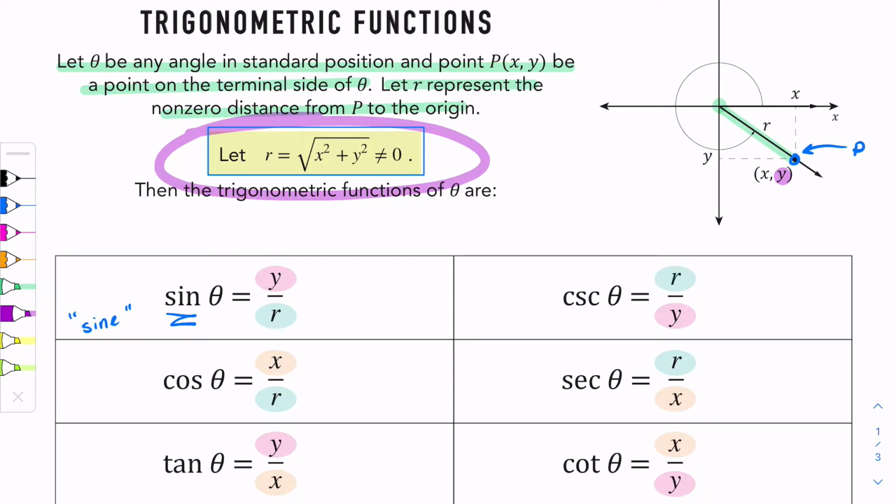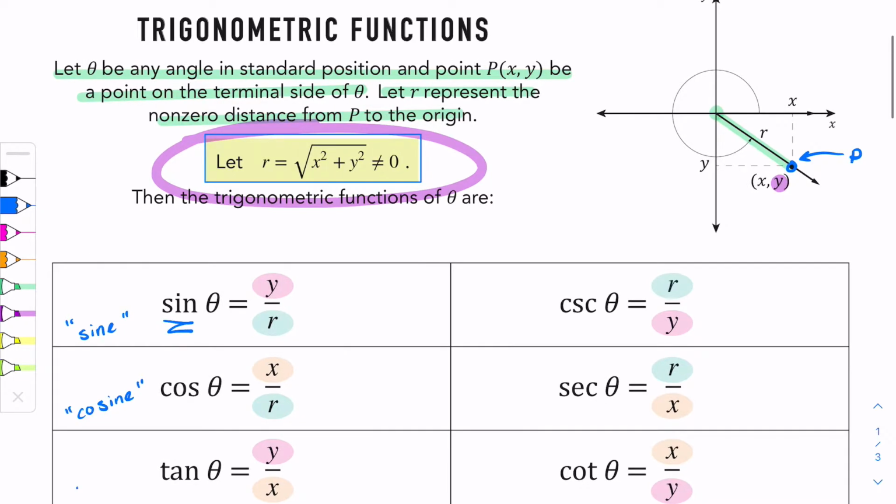Next, we have our cosine value, which is the x value of the point P divided by r. This is pronounced as cosine. Next, we have tangent of theta, which is equal to the y value divided by the x value.